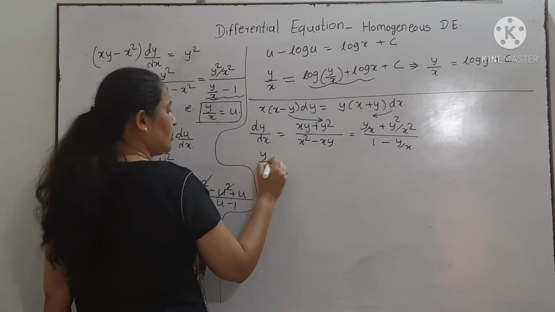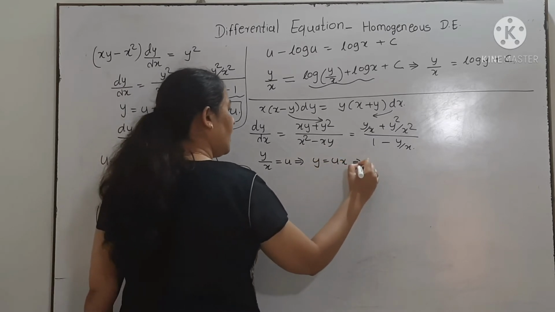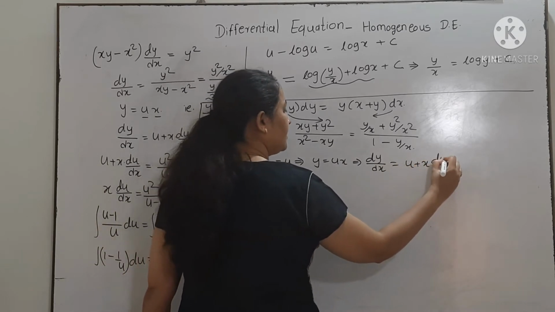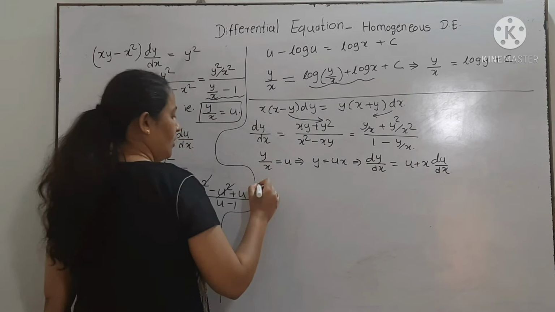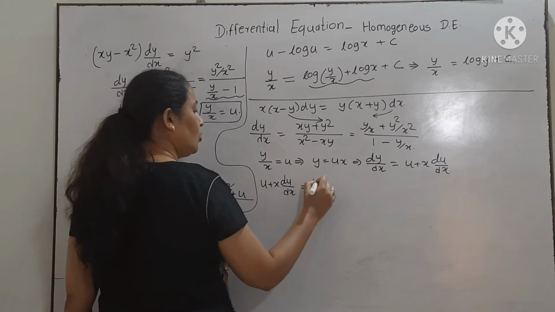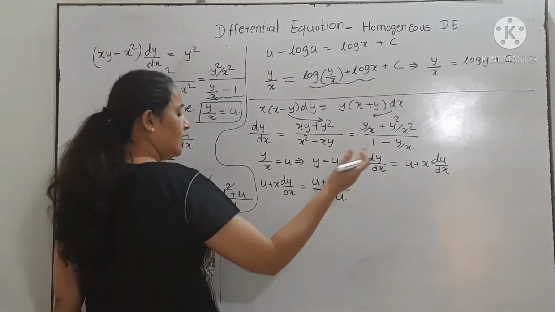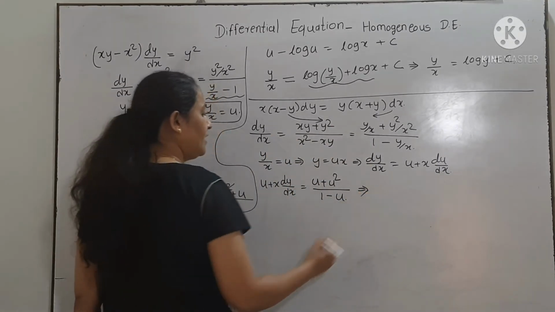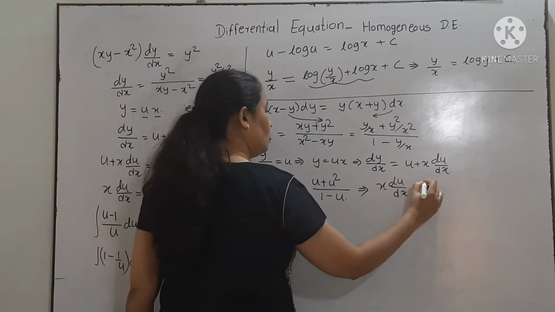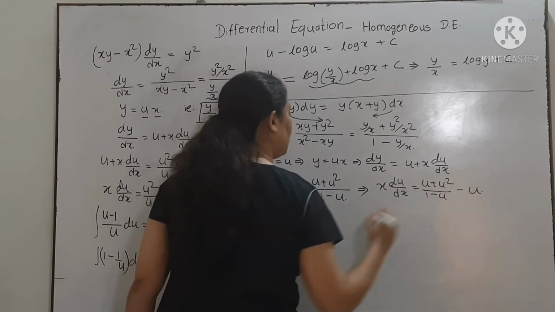Again, I use the substitution y upon x is equal to u. This is nothing but y is equal to ux, and this gives you dy by dx equal to u plus x into du by dx. So you have u plus x du by dx equal to u plus u square upon 1 minus u. Transfer u to the other side, it will become minus u. So it is x into du by dx equal to u plus u square upon 1 minus u, minus u. Take LCM.